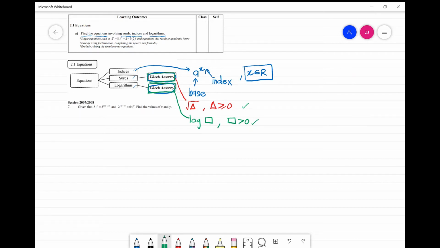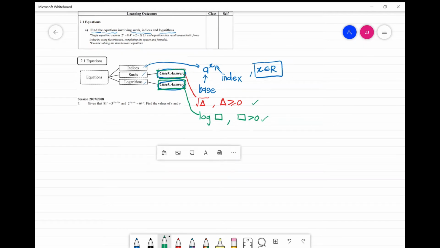Now the first example that I'm going to discuss is an index equation. Let's try to solve this past year question. You may find this past year question in the tutorial book. We are given two equations here: 81 to the power of y equals 3 to the power of 2y minus 3, multiplied by x. And 2 to the power of 18y plus 6x equals 64 to the power of x times y. Find the values of x and y. This is an index equation.